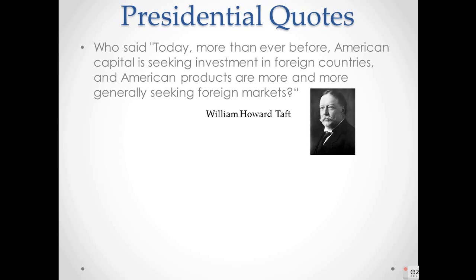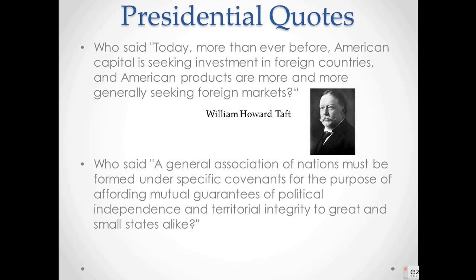Who said, "A general association of nations must be formed under specific covenants for the purpose of affording mutual guarantees of political independence and territorial integrity to great and small states alike?" Who was it that really wanted to make sure that every country, great and small, was well cared for? That's our good buddy Woodrow Wilson. We're going to talk about him quite a bit more when we start talking about the 14 Points in World War I. So keep an eye on those two.